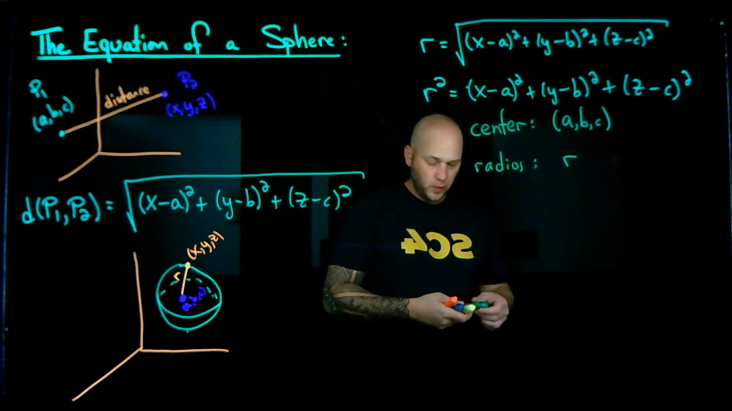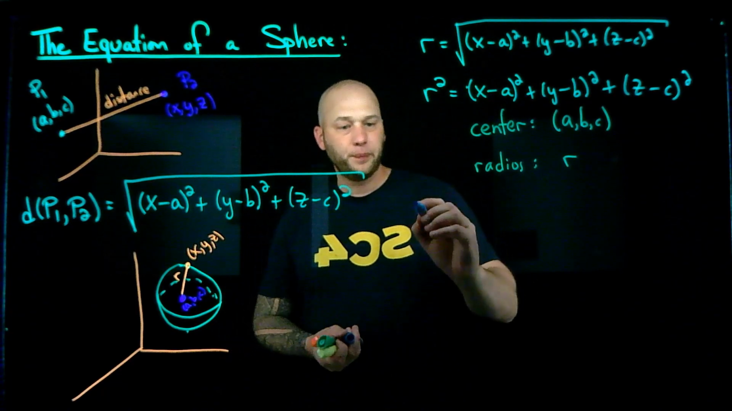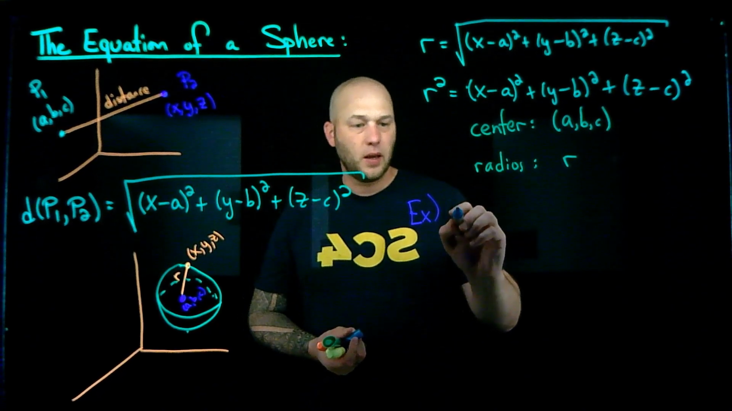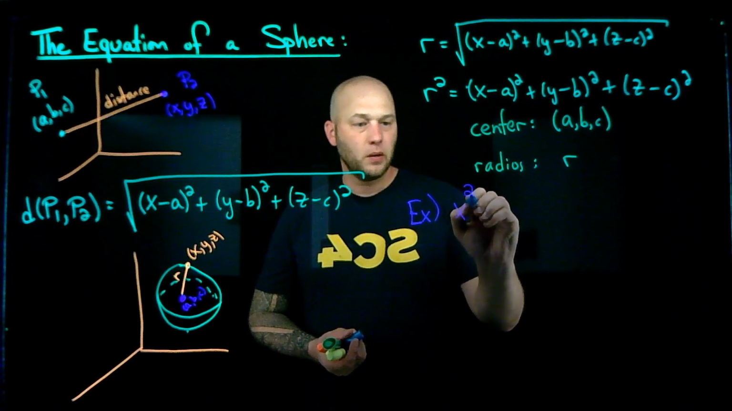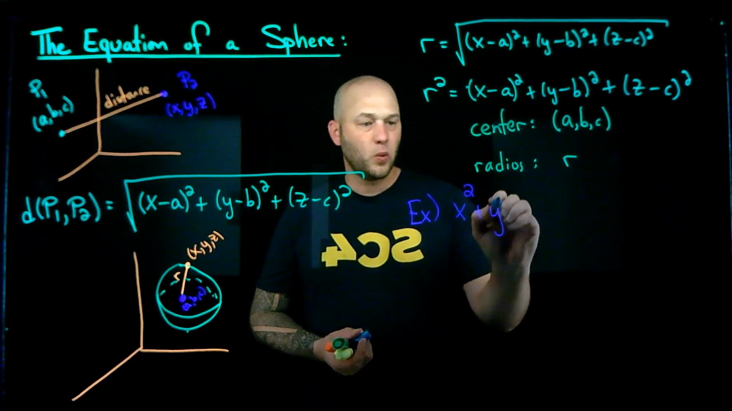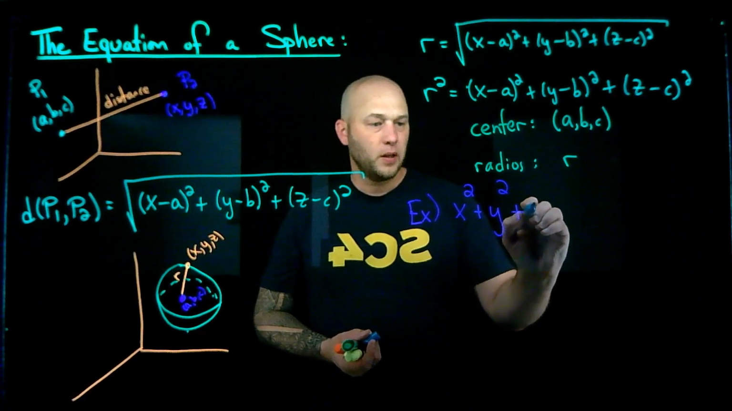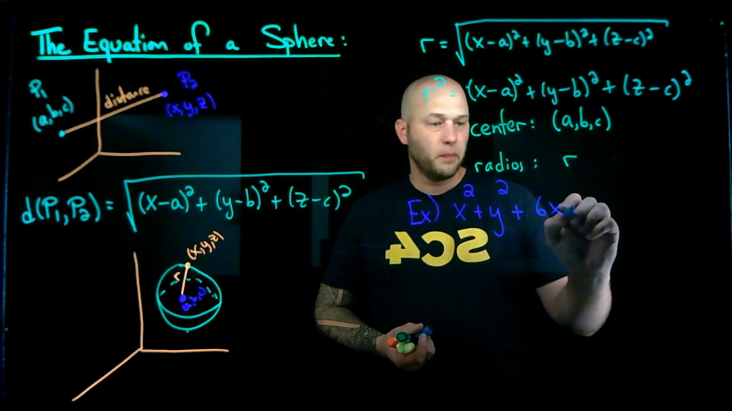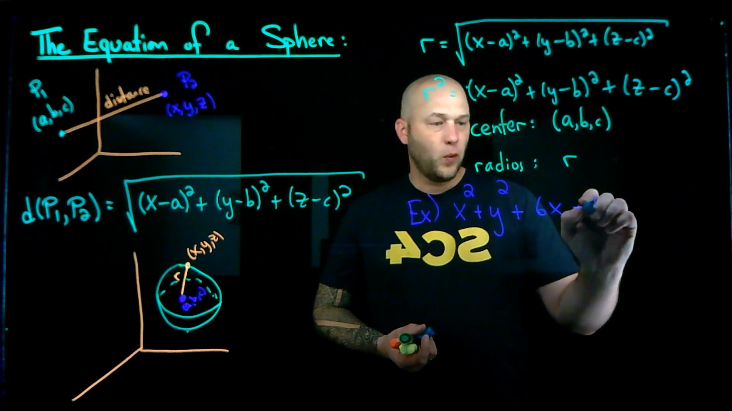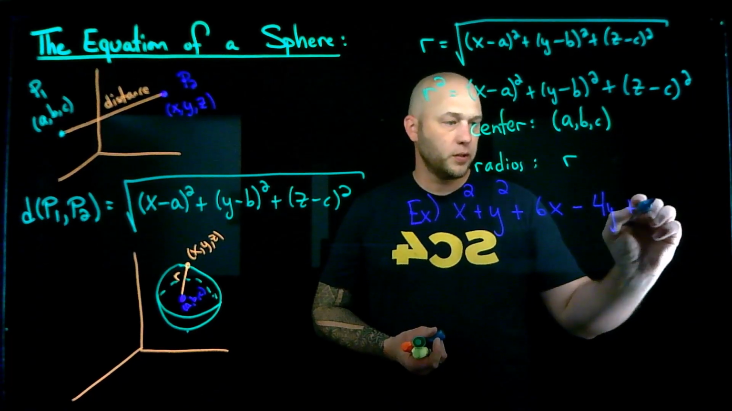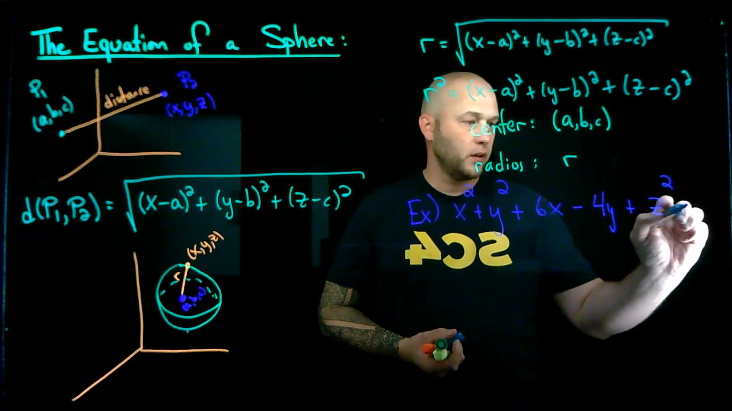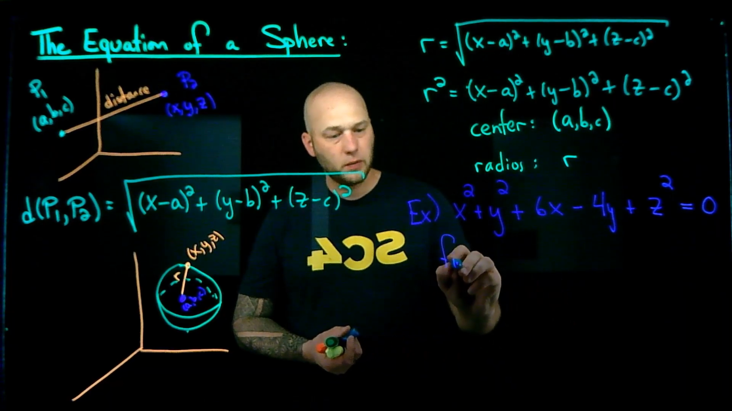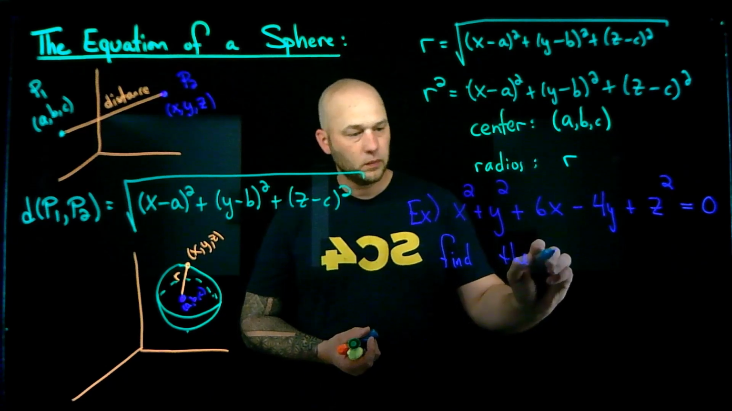Okay. So what I want to do is let's take a look at an example. And let's say I give you x squared plus y squared plus 6x minus 4y plus z squared is equal to 0. And let's say I want to find the center and radius.